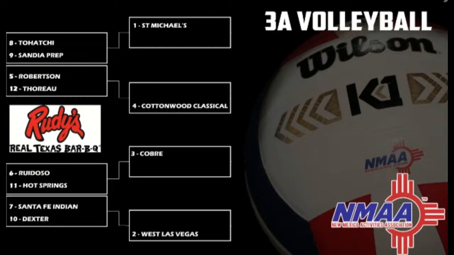Robertson gets the 5 seed, so that district continuing to be dominant in the state. Robertson the 5 with Thoreau, the 12 seed. Ruidoso, the 6 seed, plays the 11 seed Hot Springs, and Santa Fe Indian School play against Dexter in the match to see who plays the Dons.